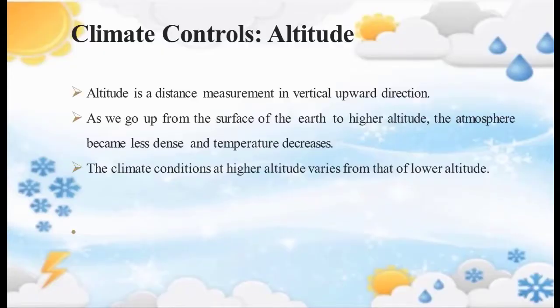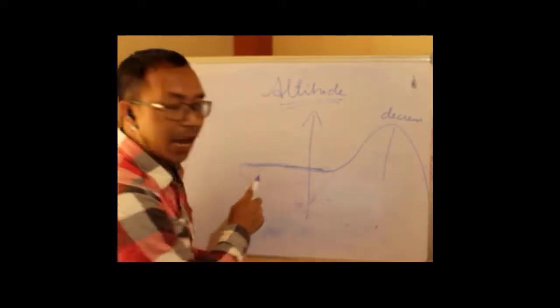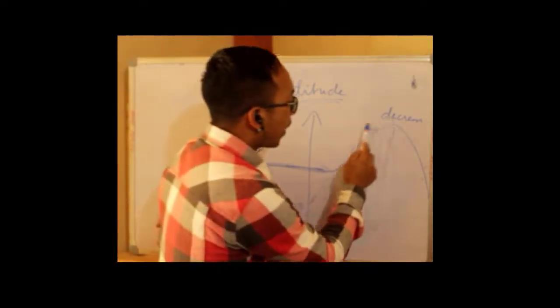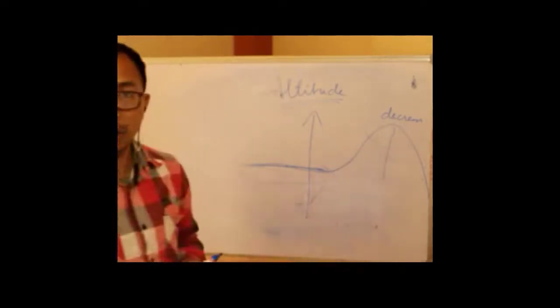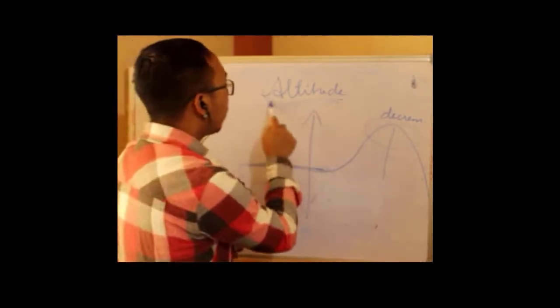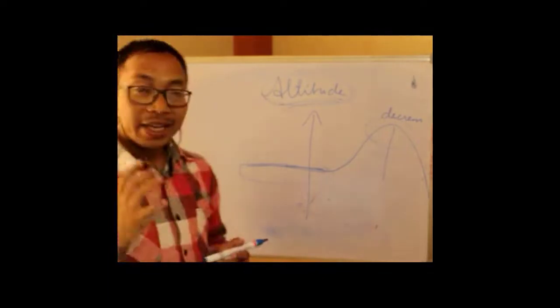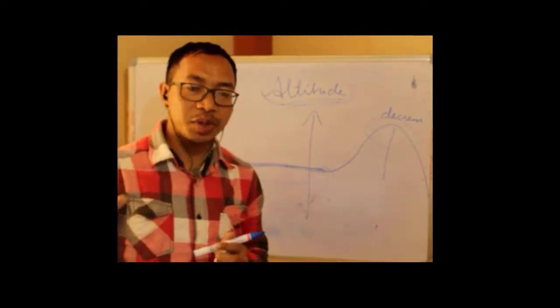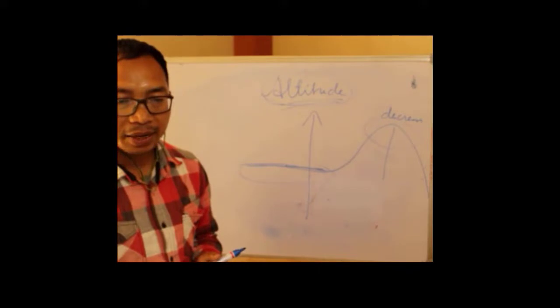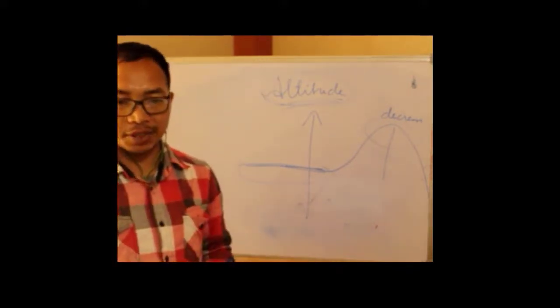The climate conditions at higher altitude vary from that of lower altitude. So we can say that yes, there is a difference between this region of lower altitude in comparison to this region at higher altitude, right? So altitude plays a very important role in changing the temperature from one place to the other. So it is also controlling the climate.